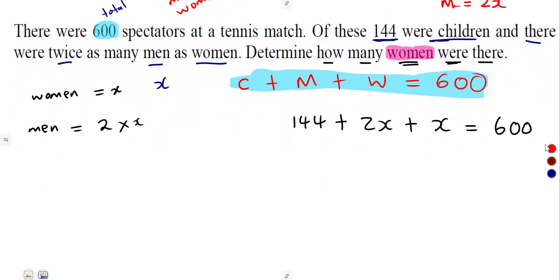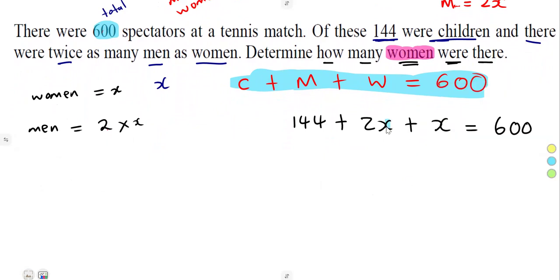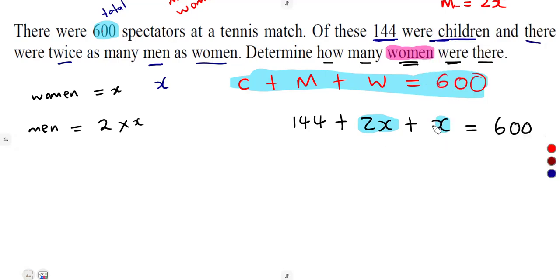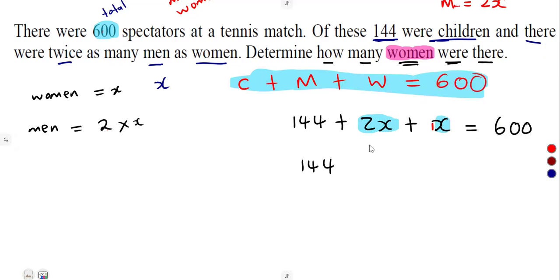So in linear equations, we collect like terms, of which we already have the like terms on the left hand side of our equation. So simply add, simplify that. This is 1x. So it was going to be 144, 2 plus 1, that is what? 3x. So that is equal to 600. We can solve for x. Simply eliminate this, get rid of that one, subtract.